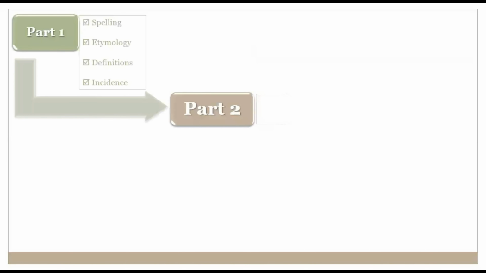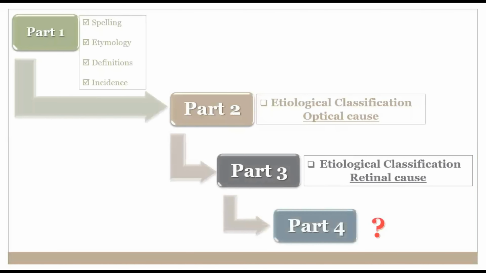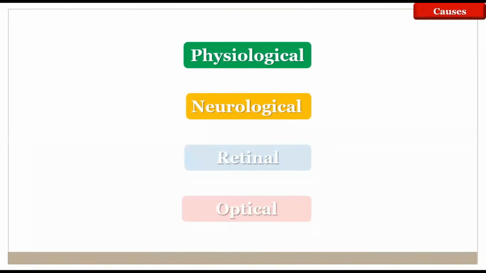If you still remember, I discussed these points in part 1, followed by talking about the causes: the optical cause in the second part, and the retinal cause in the third part. And in this part, I'm going to talk about the remaining causes of aniseikonia. So let's start with physiological aniseikonia.